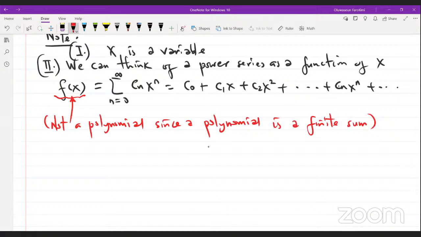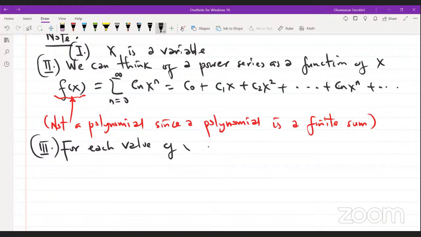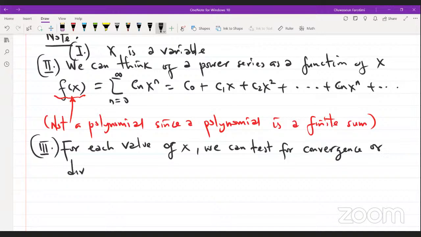Makes sense? Now, the third thing I want you to take note of as we start building from scratch, and this third thing is very important, guys: for each value of x, we can actually test for convergence or divergence. It's going to make sense at some point as we move on, but just take note of these three important things right now, because they will help our understanding going forward.